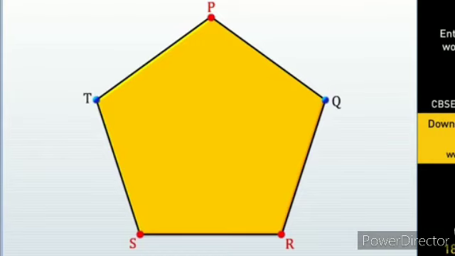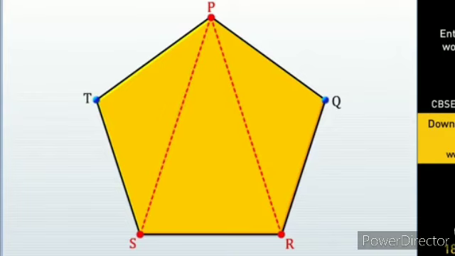We connect the vertices P, R and P, S. These line segments are called diagonals. Therefore, we can conclude that a diagonal is a line segment that connects the non-consecutive vertices of a polygon.